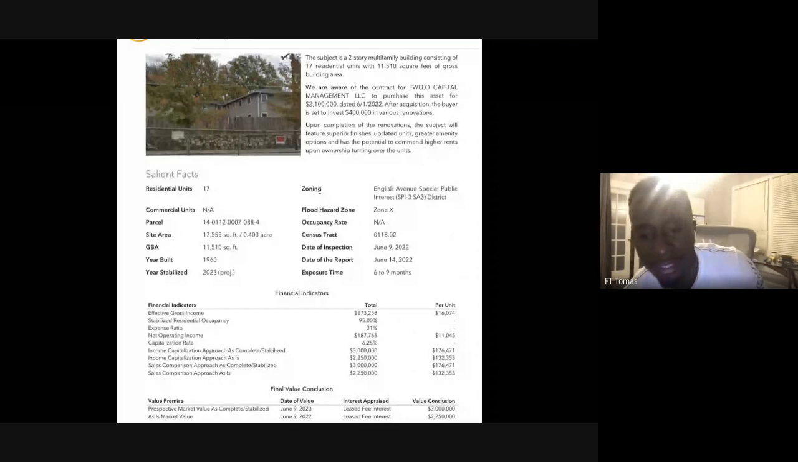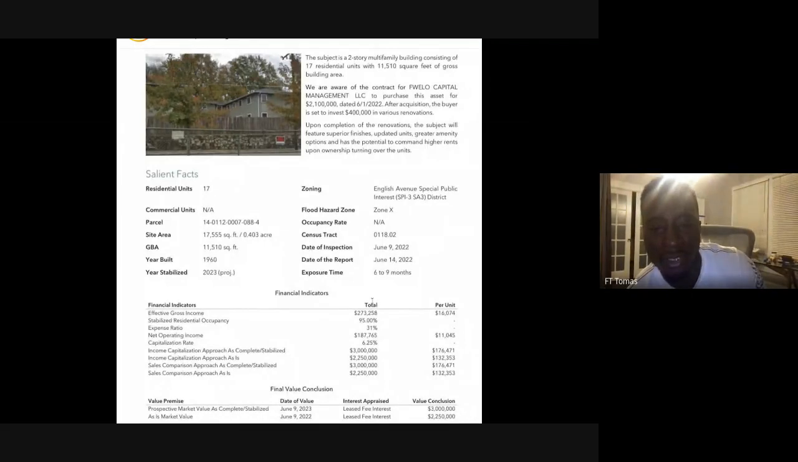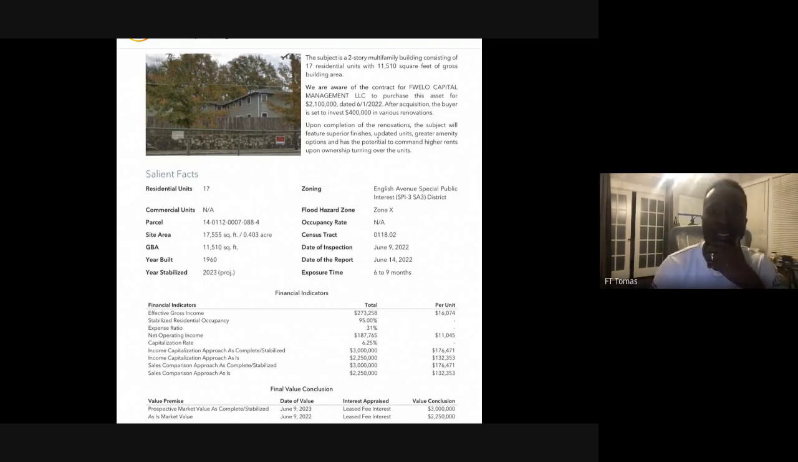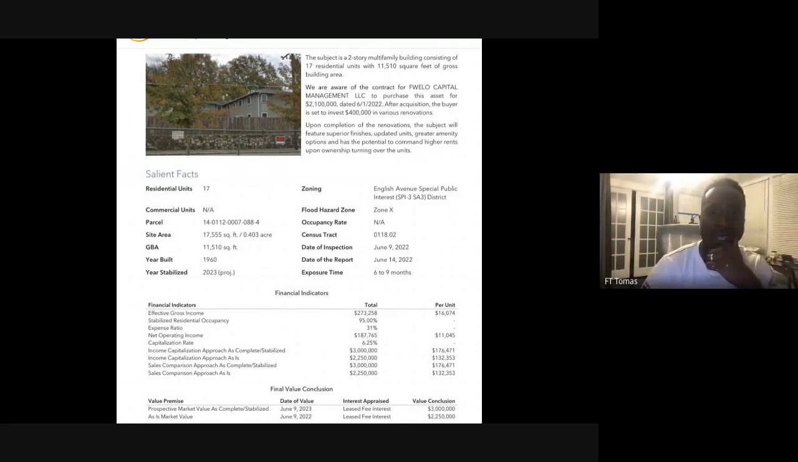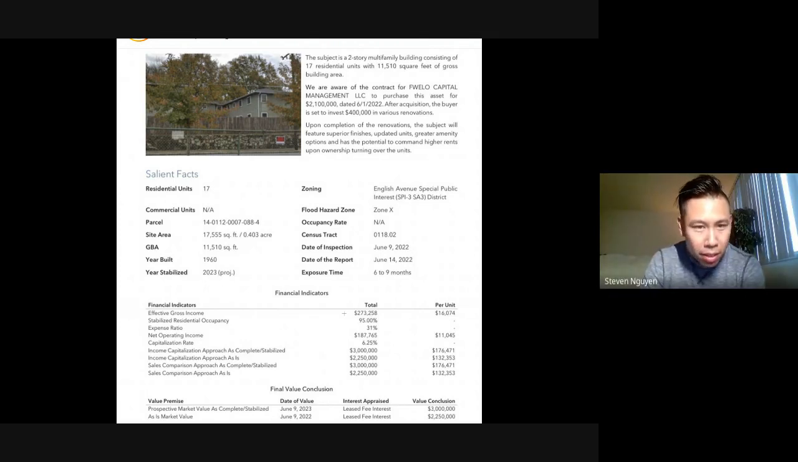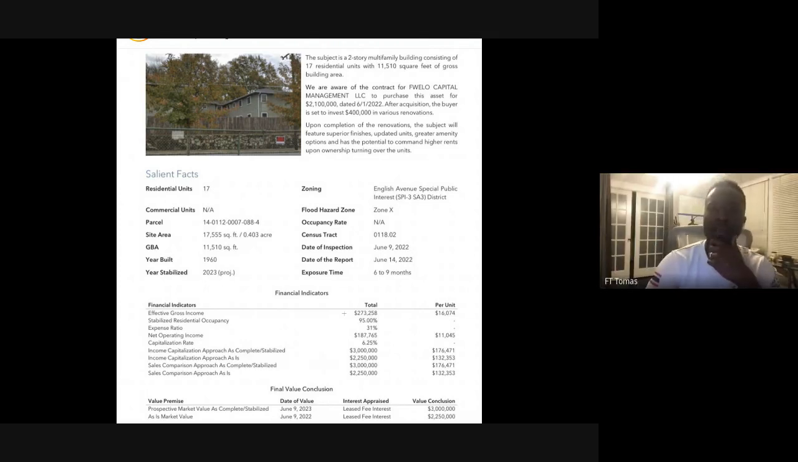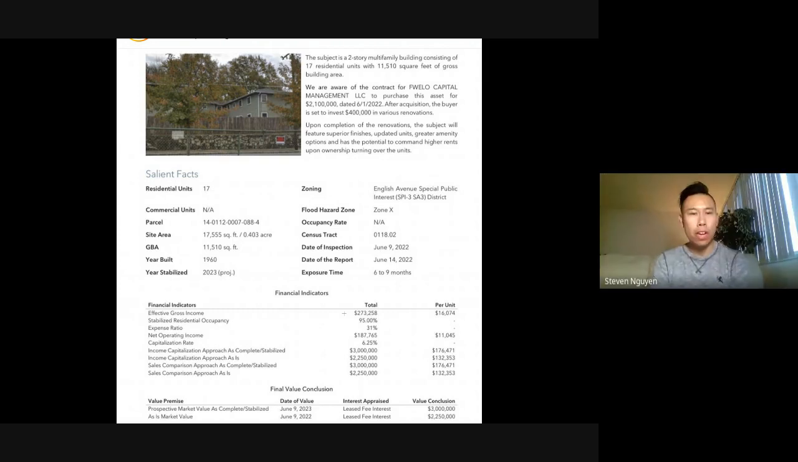I think this is from the appraisal, because I was looking back and it says date of inspection. So you have the information right here. Purchase price, 2,100. And then these are the financials. So they want 2.1 million, or how much? That's what they purchased it for. Okay, how much are they trying to sell it for?